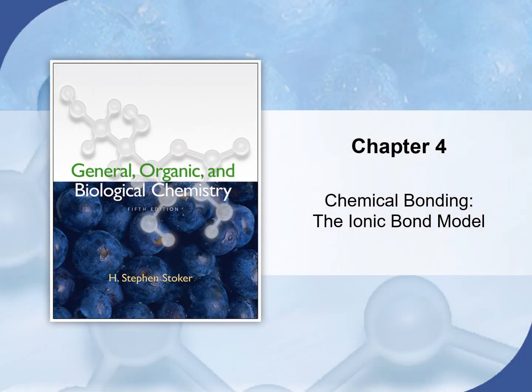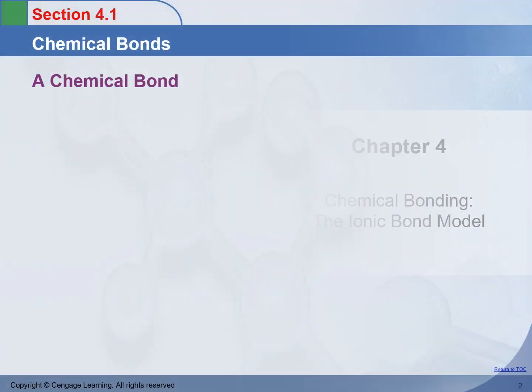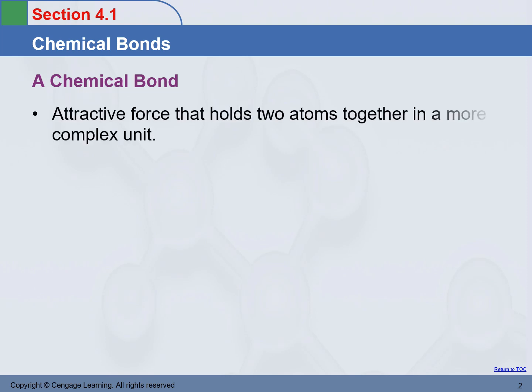Chapter 4 and Chapter 5 talk about chemical bonding, and Chapter 4 is about the ionic bond model. What is a chemical bond? It may sound like a mysterious concept. However, it is nothing more than an attractive force between two atoms. It is a force that holds two atoms together.